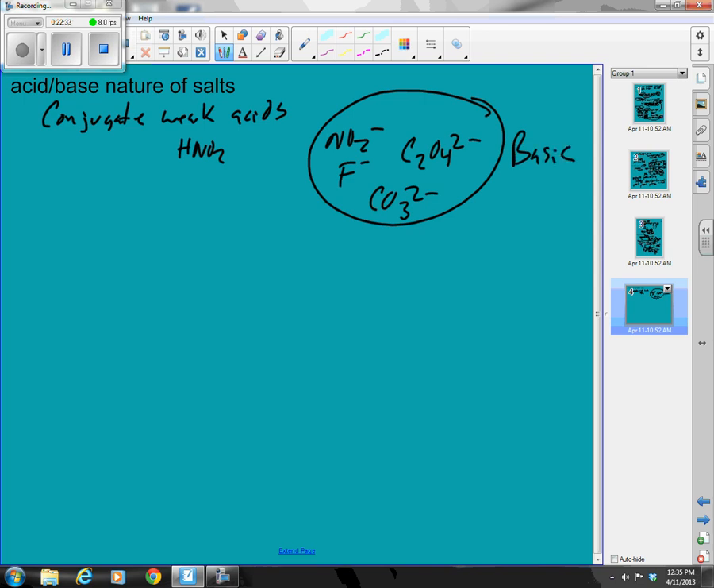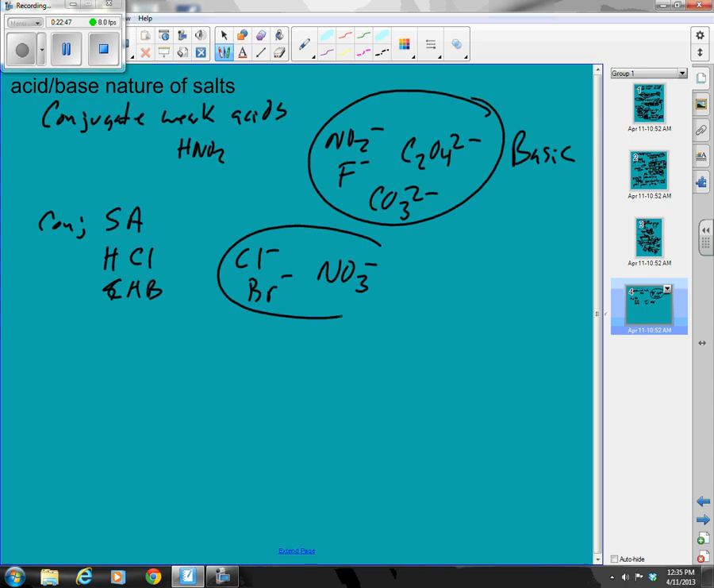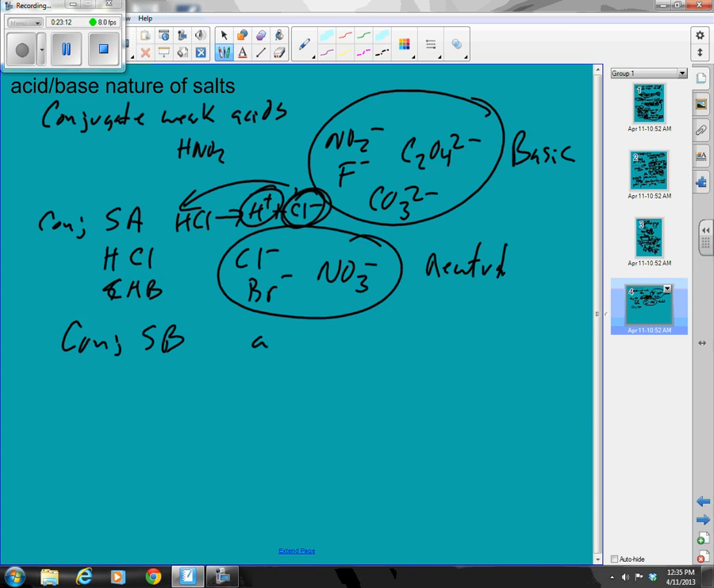And then conjugates of strong acids. My strong acids are these guys, right? Well, then my conjugates are neutral because I have a one-way reaction here, right, ladies and gentlemen? So this Cl doesn't want to go back in that direction. It will not react with a hydrogen, so it won't react with water. So the conjugates of strong acids are neutral. That's true about my bases too. The conjugates of strong bases are neutral.